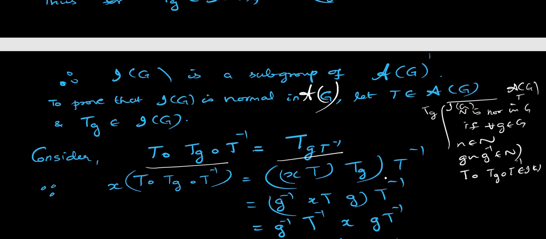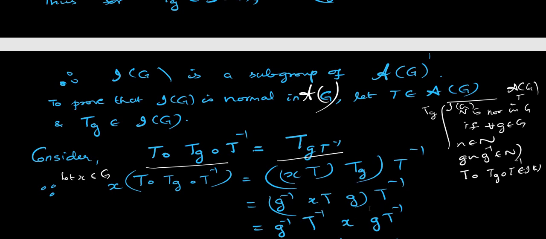So again, this is a mapping and this is also a mapping. To show that two mappings are equal, we have to show that the corresponding images are equal. So for that we shall take an arbitrary element x in G. Then x under T composition Tg composition T inverse, by the definition of composition of mappings, is nothing but the image of xT under Tg and the image of this under T inverse. If you consider Tg, this is how it is defined: g inverse, the element whatever we have here should come in the middle, and g as such.